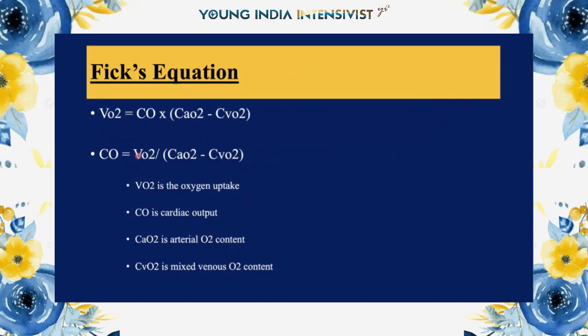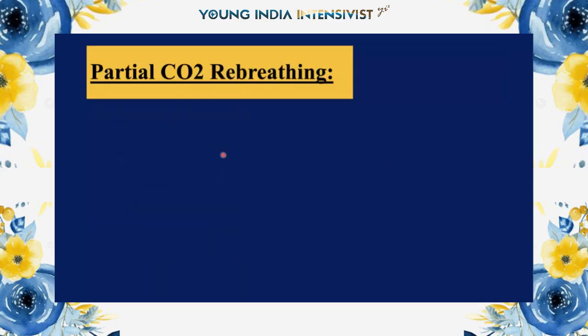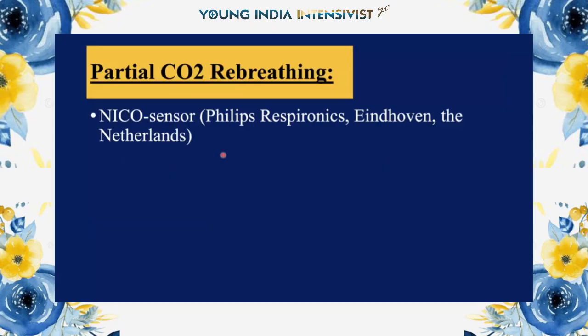So this is O2 consumption, this is arterial content of oxygen, and this is the mixed venous content of oxygen. But here the calculation of O2 consumption is very cumbersome. You need an ABG, and in the ideal Fick equation, it is calculated from the left atrial sample in animal studies. Here you need a mixed venous sample.